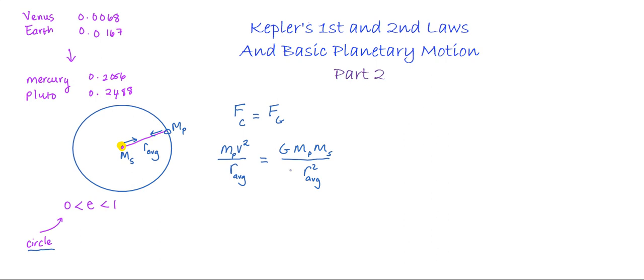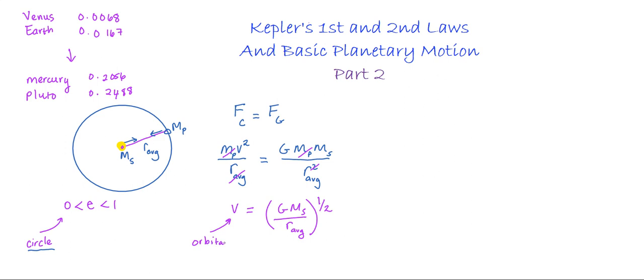So it's clear now that we can make some simplifications. We can get rid of the mass of the planet, and we can simplify the square out of this equation as well. This leaves us with v equal to G times the mass of the sun over r average, to the 1/2 power, or the square root of G m sub s over r average. What this shows us is what's known as the orbital speed.